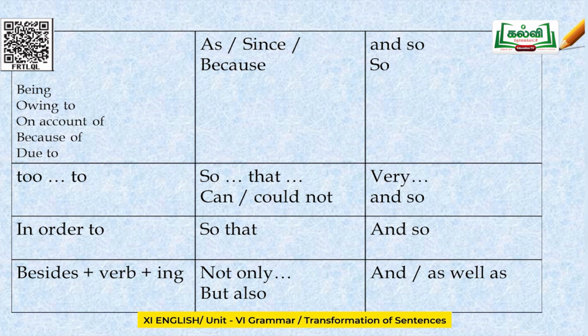The next set is not only but also for the complex sentence. The coordinating conjunction for this is and or as well as. In the place of the phrase, you are going to use besides plus verb plus ing.